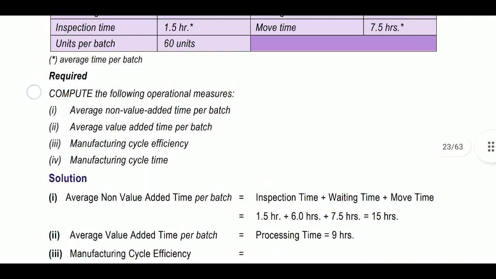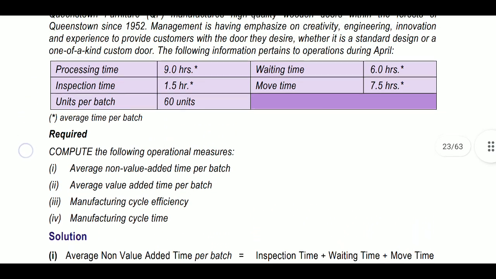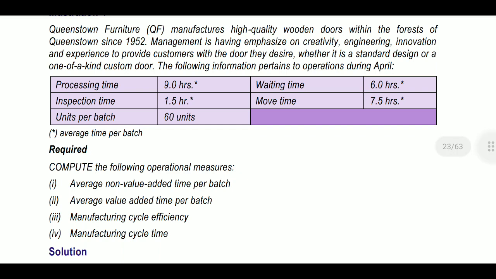Next, what is provided? Average value added time per batch. Value added means processing time, which is 9 hours.